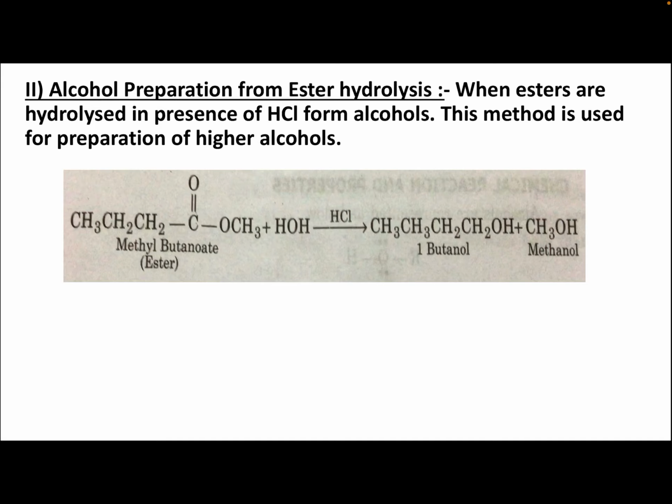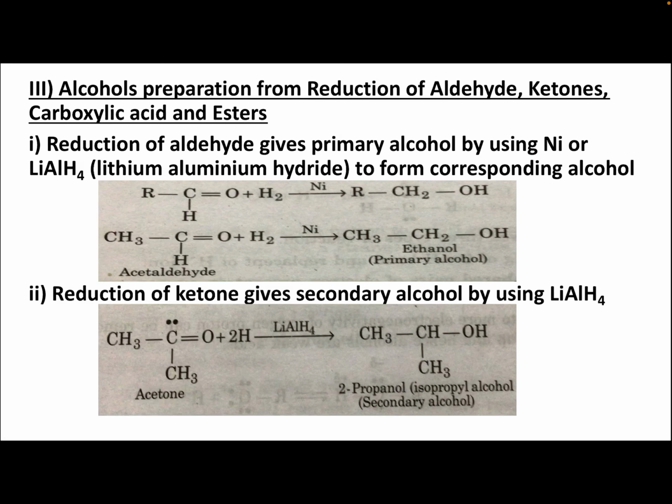Then alcohol preparation from ester hydrolysis. When esters are hydrolyzed in the presence of HCl they form alcohol. This method is used for the preparation of higher alcohols. Ester is RCOOR. This is methyl butanoate. This one reacting with HCl gives 1-butanol and methanol. So this method is used for the preparation of higher alcohols.